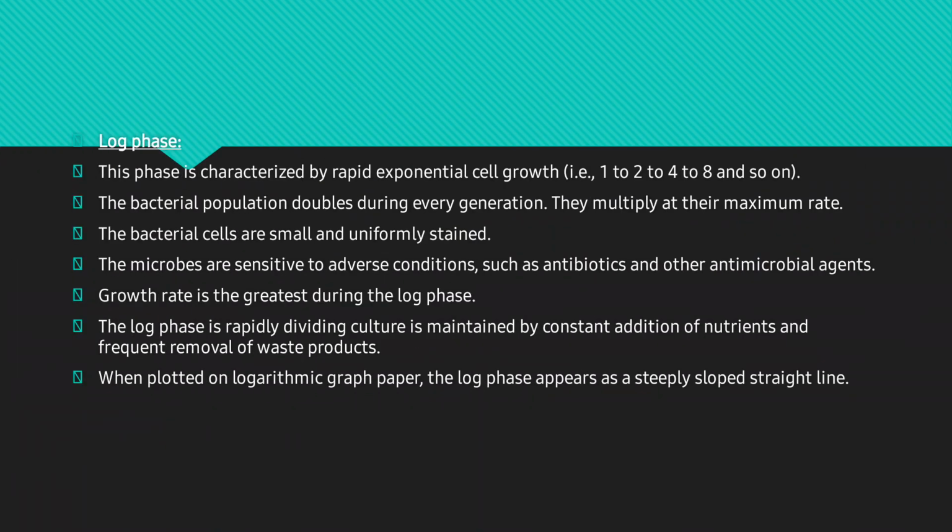The second stage is called the log phase or exponential phase. This phase is characterized by rapid exponential cell growth, that is 1 to 2 and 2 to 4, and it will be divided into 4 to 8 and so on. The bacterial population doubles during every generation. They multiply at their maximum rate. The bacterial cells are small and uniformly stained. Growth rate will be greatest in this log phase. When plotted on logarithmic graph paper, the log phase appears as a steep sloped straight line.